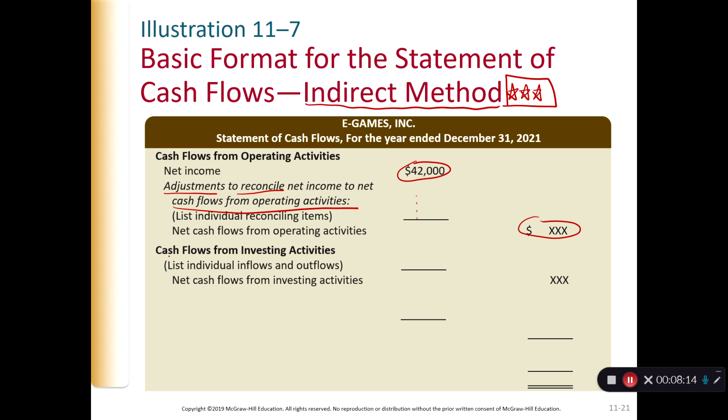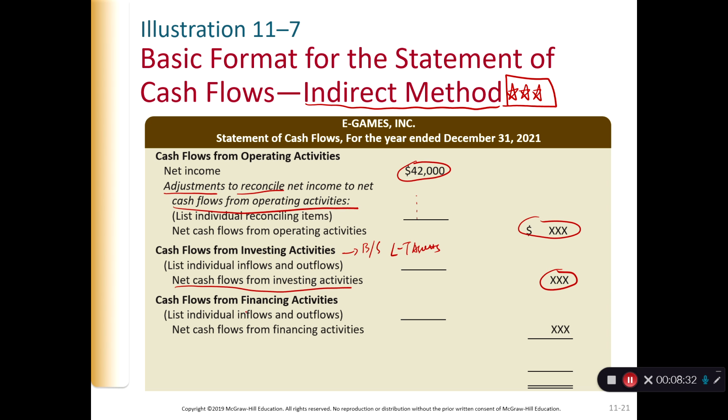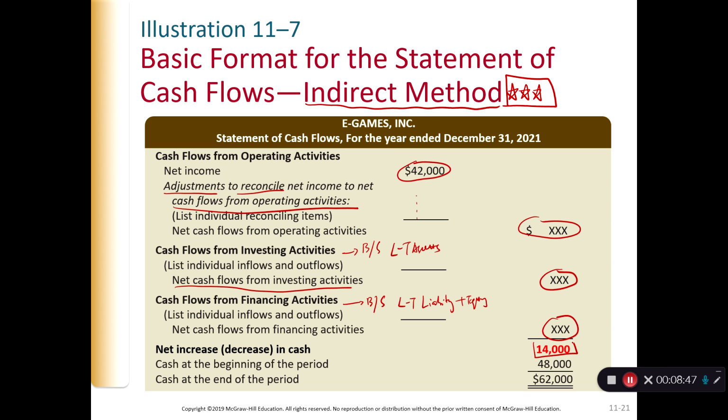The second category, cash flow from investing activity, we are going to figure out from the balance sheet, the long-term asset section. We figure out the increase or decrease and put it right here. The third section is cash flow from financing activity. This is also from the balance sheet, but from the long-term liability section plus all the equity section activity, right? And we prepare this number. Then we figure out the net change of the cash, and we add in the beginning balance of cash, and then we figure out the ending balance of the cash.